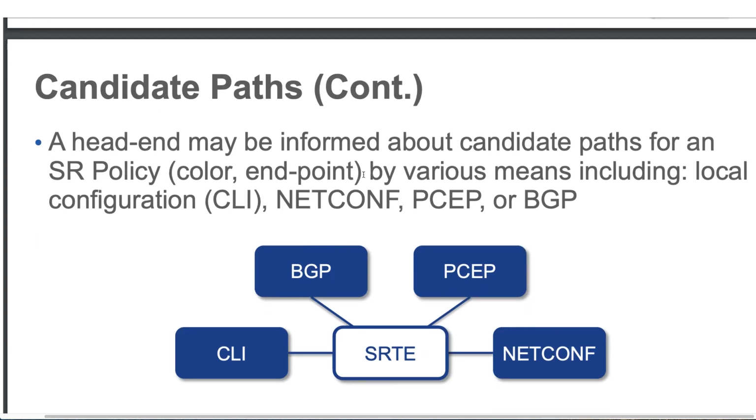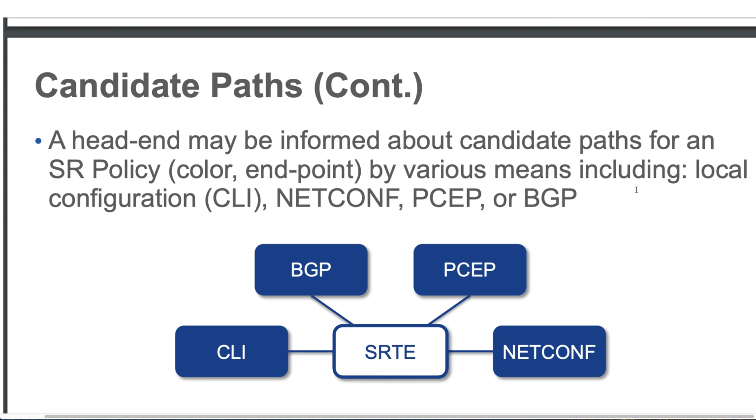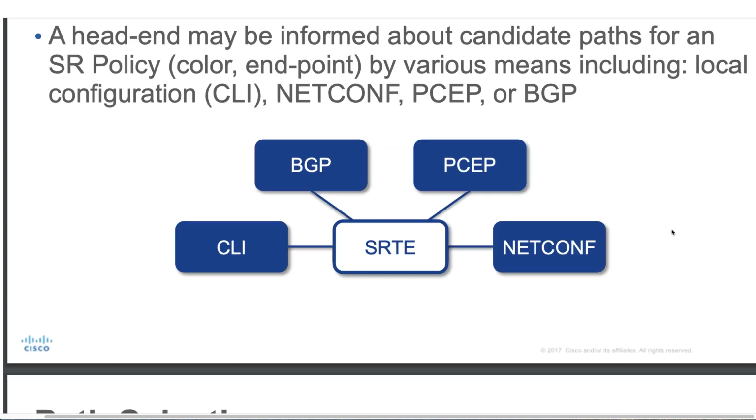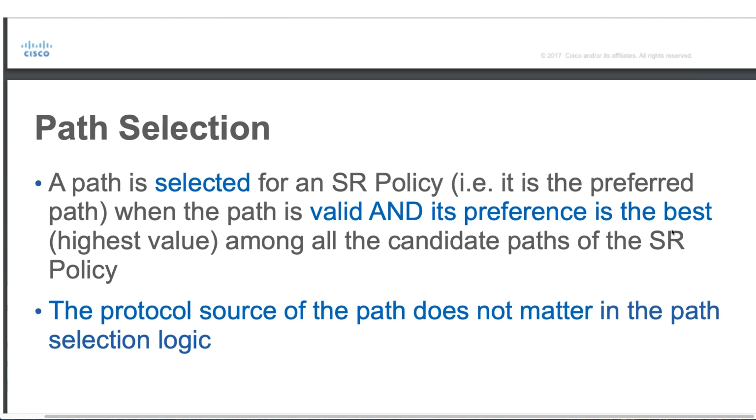Candidate path. A head end may be informed about a candidate path for an SR policy, that means color and endpoint, by various means. That information can come from the CLI, that means you're configuring manually, using NETCONF with a tool like an SDN controller, or you are getting that information from BGP updates, or through the PCEP protocol. In the PCEP protocol, we are using SR-PCE. Again, we'll go ahead and take a look at some of these things.